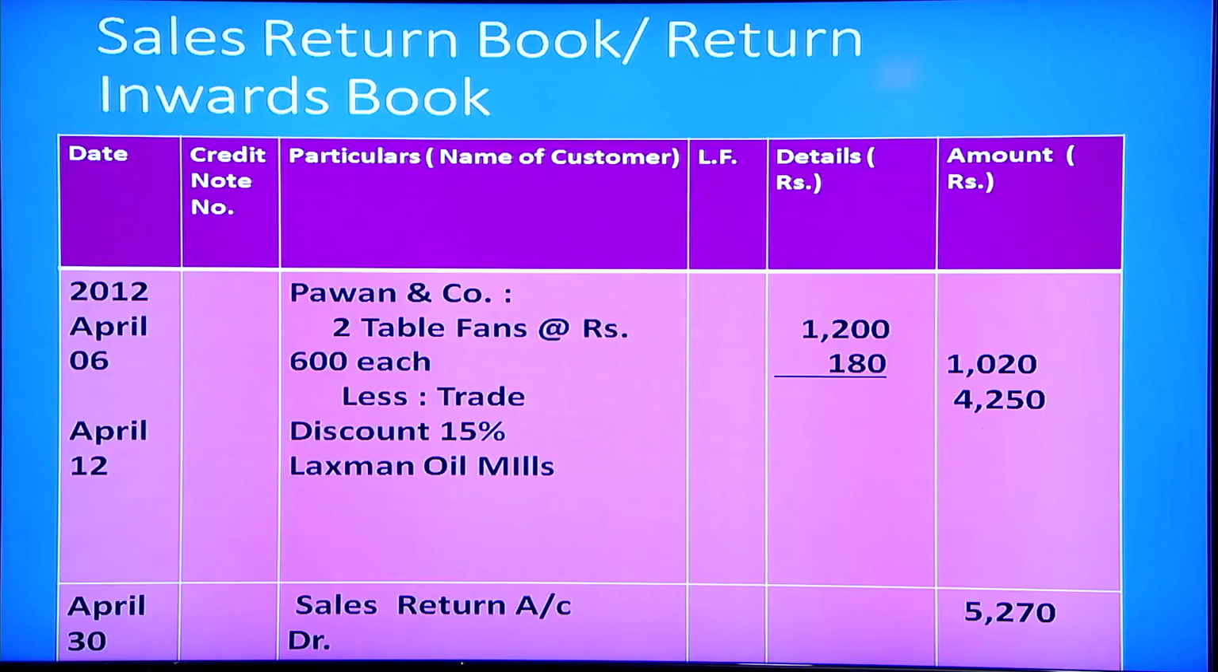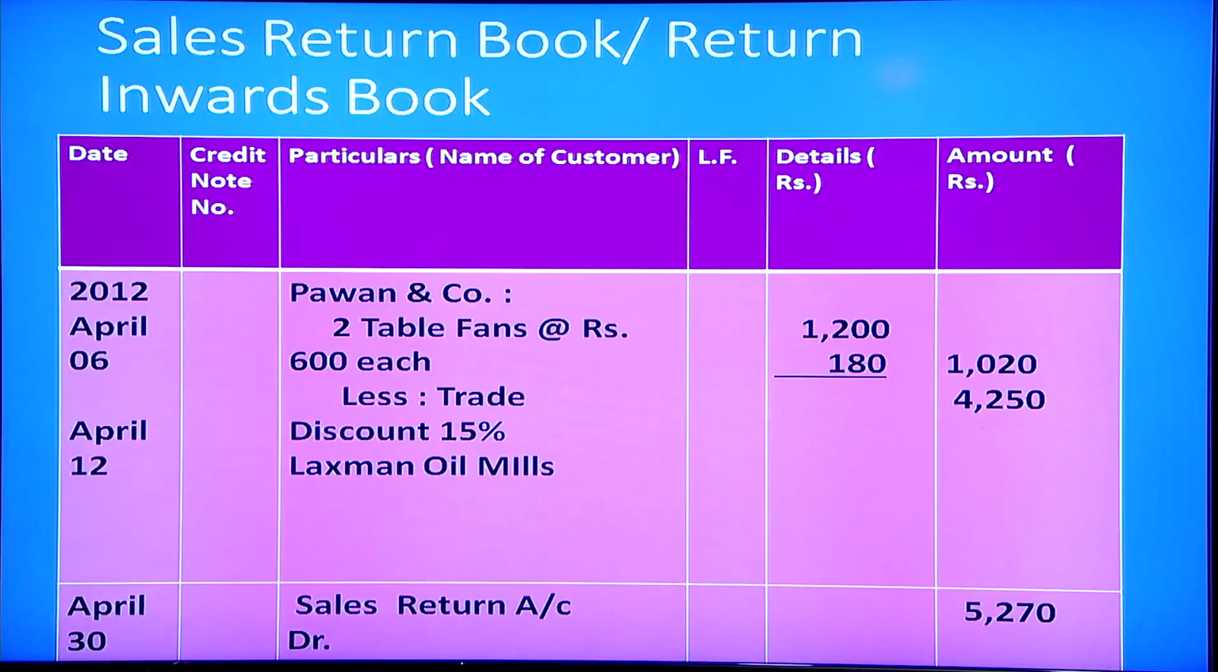In that, in the particulars column, you will write the name of the customers who have returned the goods. Here, Pawan and Company, what he had returned, its detail will be written in the particulars column after the name of the purchaser, that is 2 table fans at rupees 600 each, and after that you will deduct the trade discount, which is 15%. 2 table fans at rupees 600 means 2 into 600 is 1200. 1200 into 15% will give you 180, and 1200 minus 180 will give you 1020.